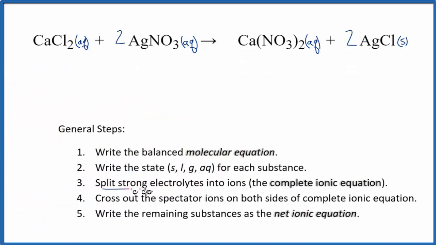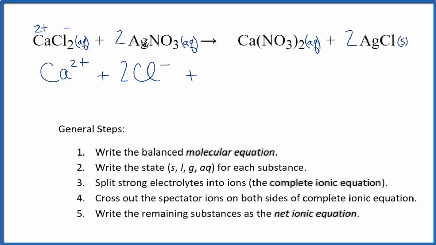Now we can split the strong electrolytes apart into their ions, and this will give us the complete ionic equation. Strong electrolytes are the ones that will dissolve and dissociate, these ionic compounds here. So we need to know the charge to do that. On the periodic table, calcium's in group 2. It has a 2+ ionic charge. Chlorine has a 1- charge. So we have Ca2+ plus that chloride ion, Cl-. Subscript, that means we have 2 of those.